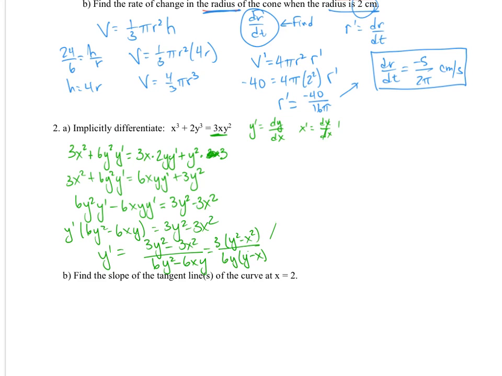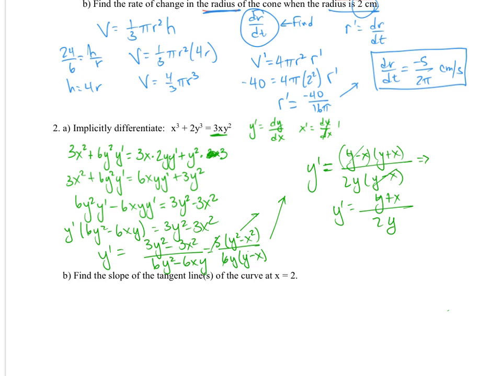Now I can factor the top out as well, so y prime ends up being, this 3 will reduce with that, so let's remove this 3 here, we don't need that one. This ends up equaling, this guy will factor into y minus x, y plus x, all over, this is a 2y, and then the y minus the x. So those reduce out. So you end up with y prime, we'll write it down here, as equaling y plus x over 2y as our final answer.